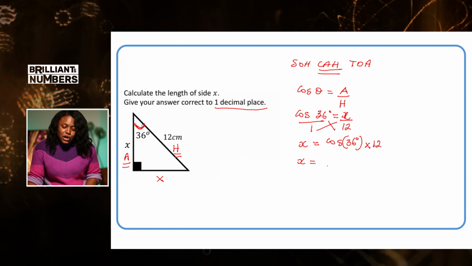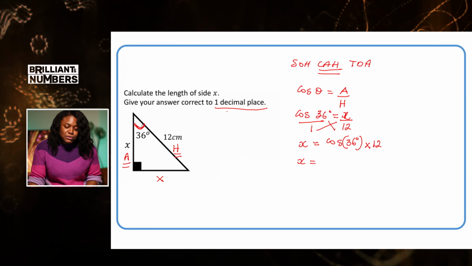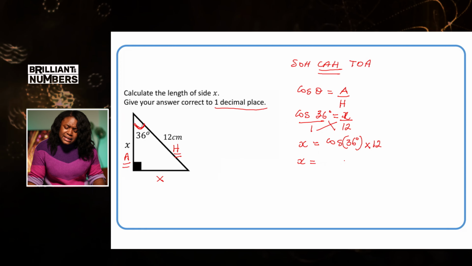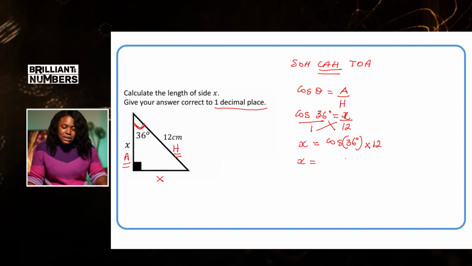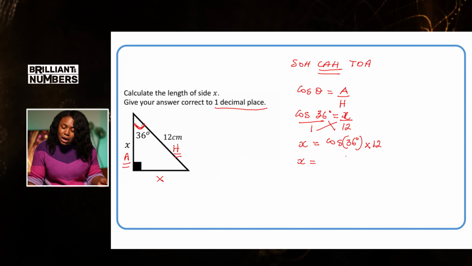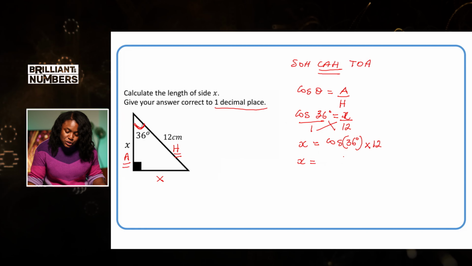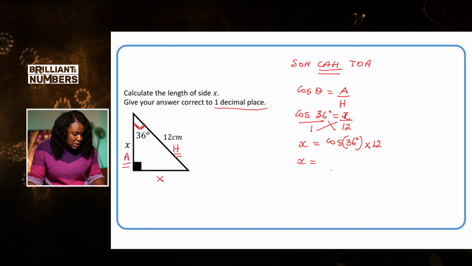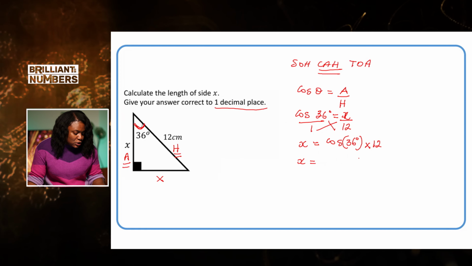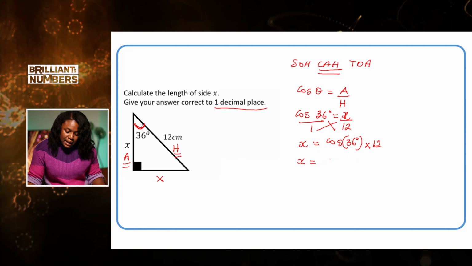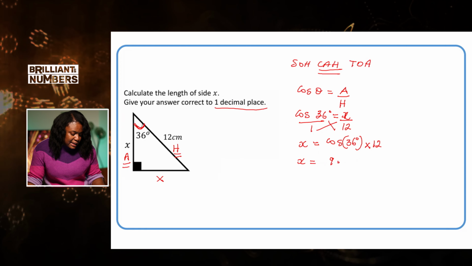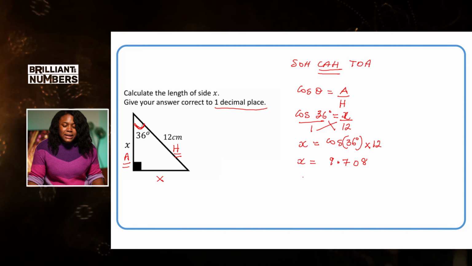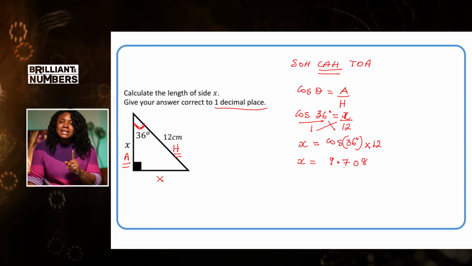Now, because we are going to be rounding to 1 decimal place, it's useful to first of all write down at least 3 decimal places, and then we need to check to see, are we rounding up or are we rounding down? So I'm just going to put that in my calculator now. So cos 36 multiplied by 12, and to 3 decimal places, that is 9.708. Question asks me to round to 1 decimal place.